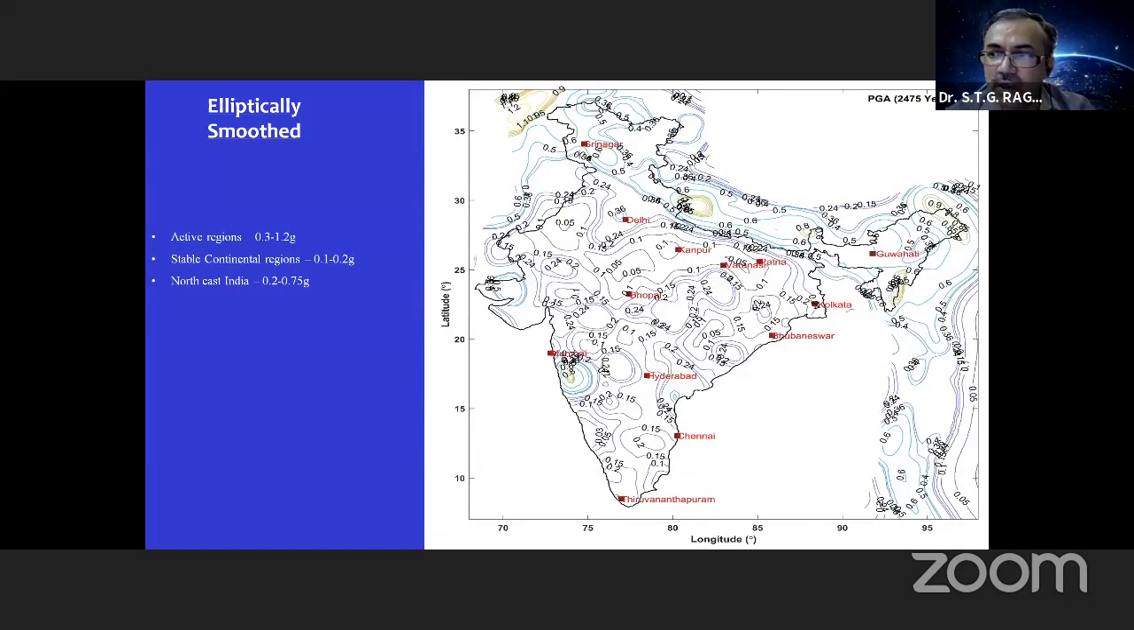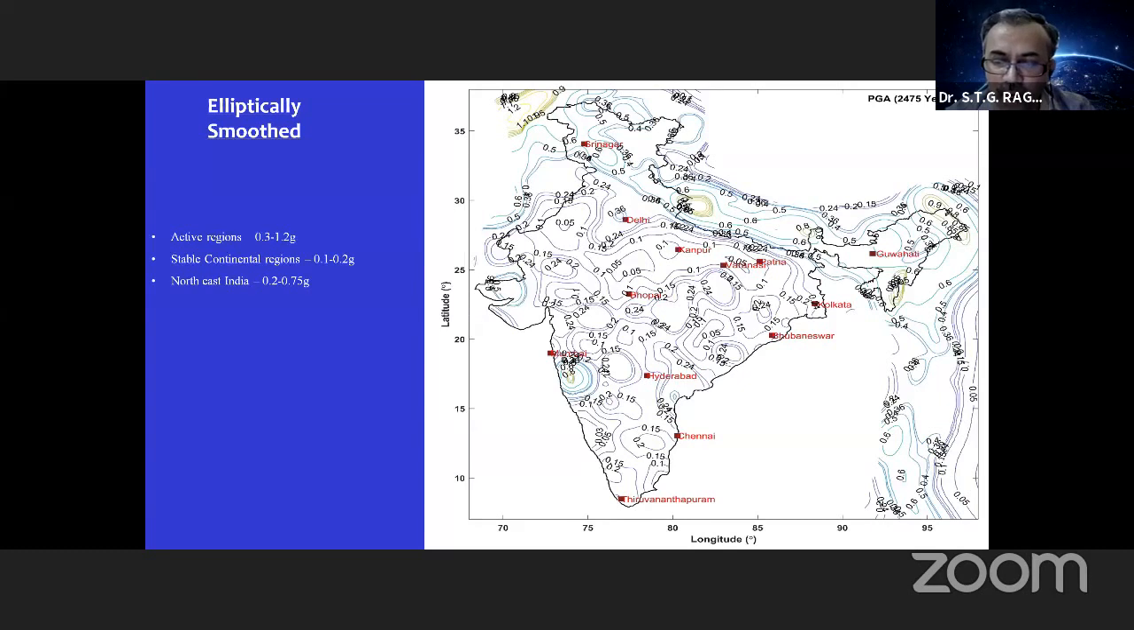So the risk is 1 by 2500 years, the reciprocal of this return period. So all over India, the risk level is the same. Which means, for insurance companies, the premium is uniform for our entire country. But design values are different.